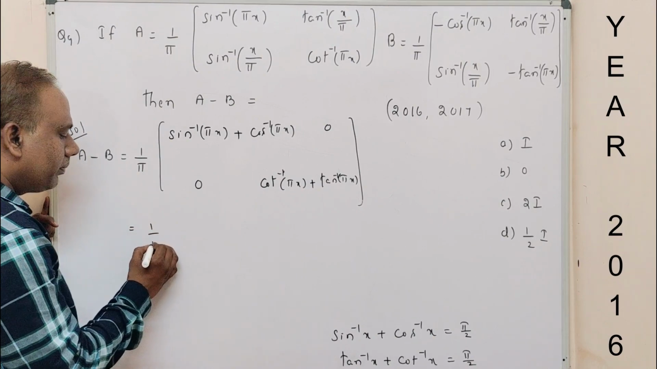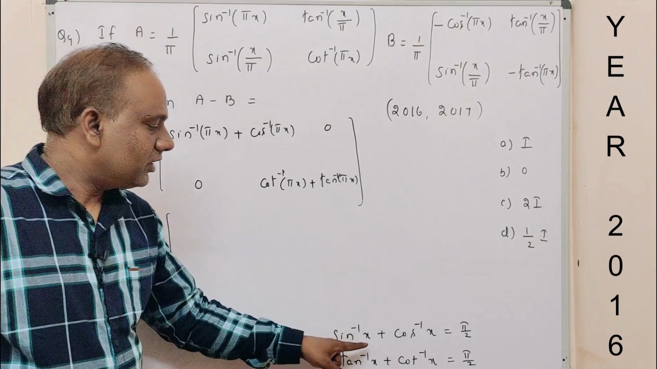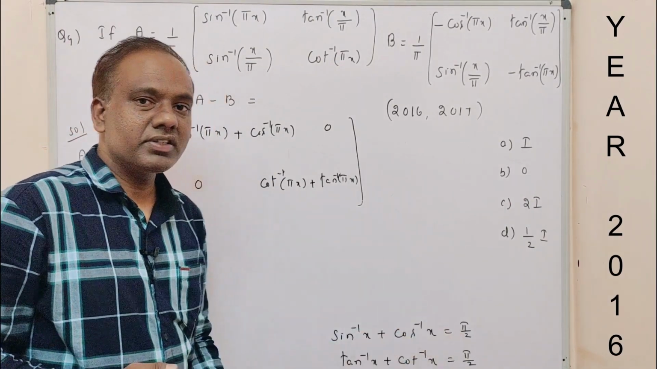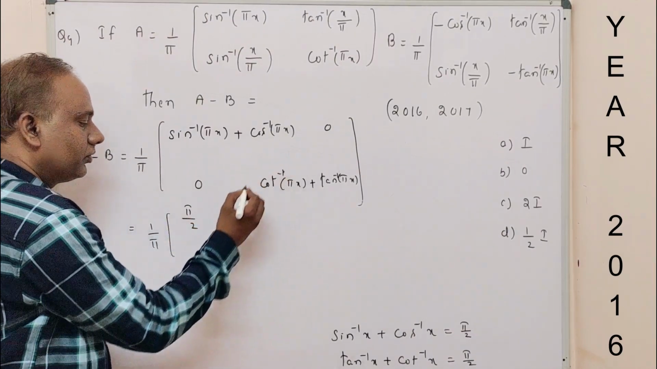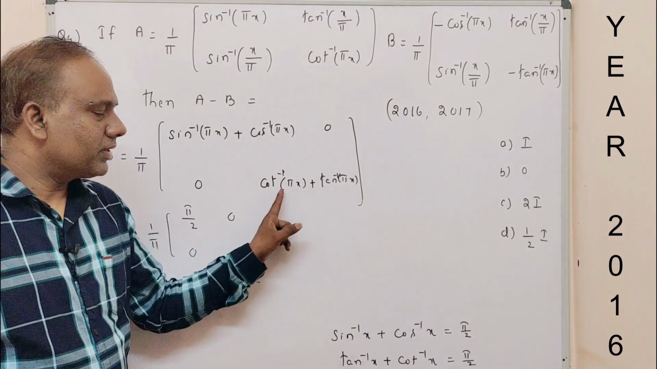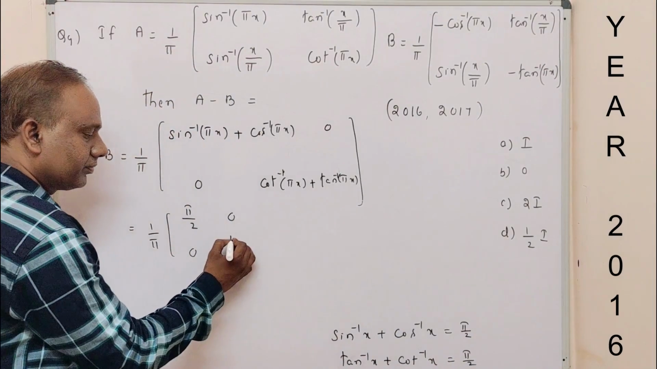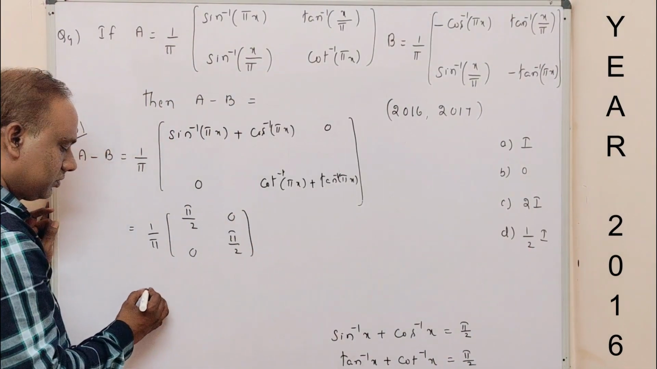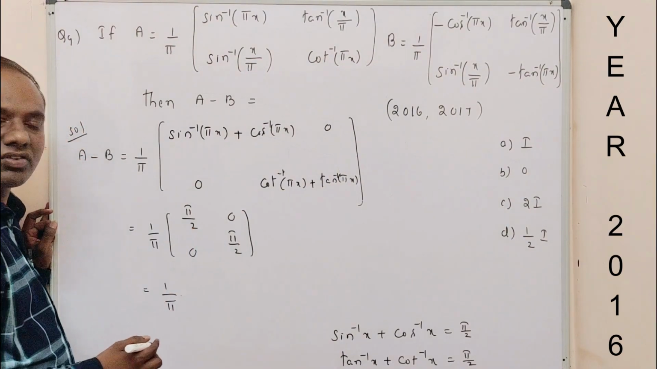Now here 1 by pi. So it is like sine inverse x plus cos inverse x. Sine inverse x plus cos inverse x is 90 degrees, that means pi by 2, 0, and this is 0. It is tan inverse x plus cot inverse x. It is also pi by 2. Now here pi by 2 is common.